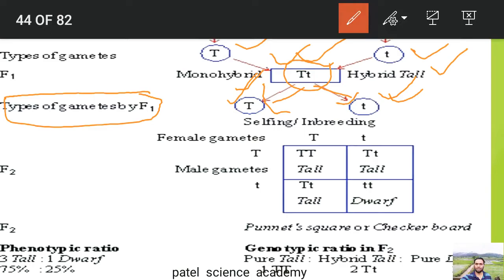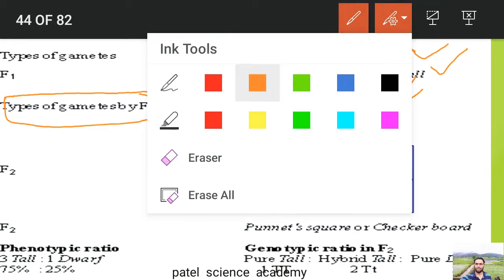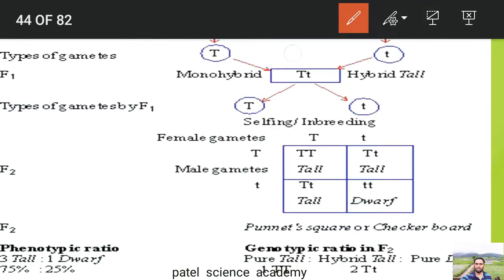in which the members of an allelic pair remain together without mixing with each other in the hybrid cross, and they get separated during the gamete formation. So here you can see during the gamete formation they have separated from each other. And if it is going for selfing, what will happen?